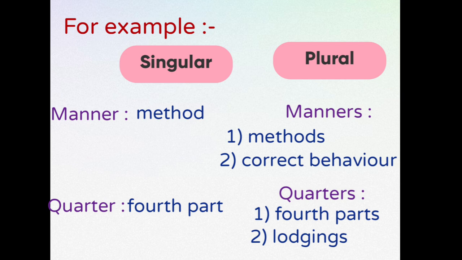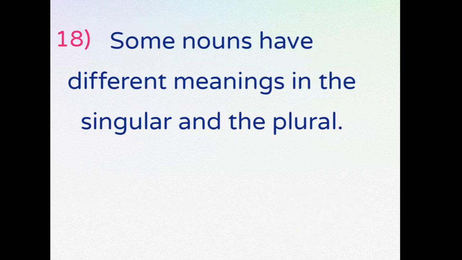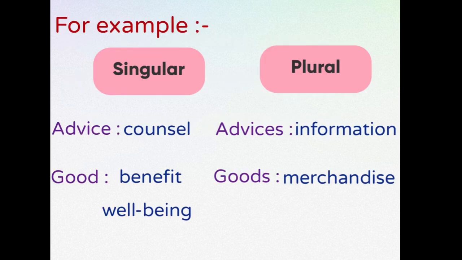Moving forward, the next rule is that some nouns have different meanings in the singular and the plural. For example, advice in singular form means counsel, and advices in plural form means information. Both have different meanings. Good in singular form means benefit or well-being, and in its plural form goods means merchandise. So you saw they have different meanings in singular form and in plural form.